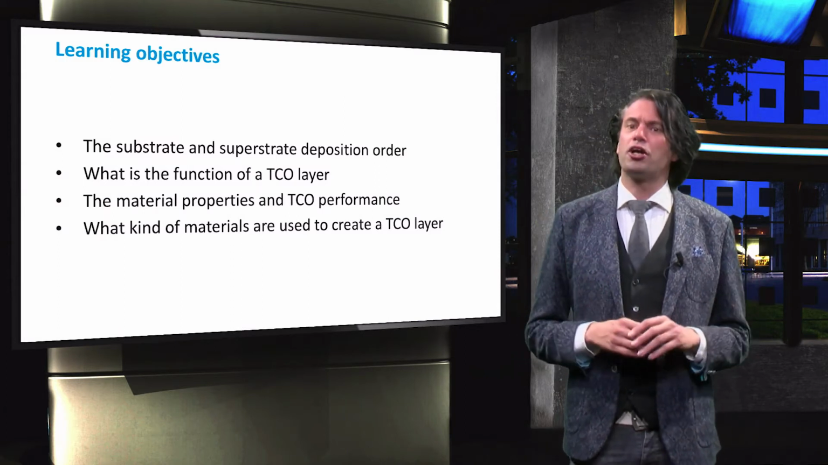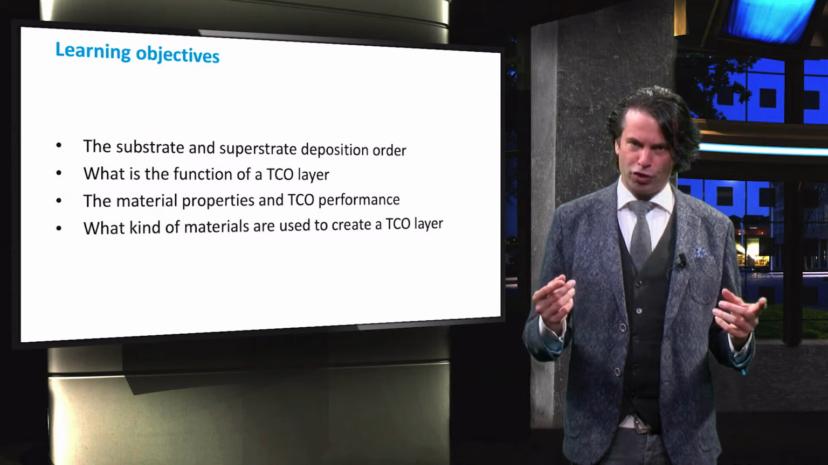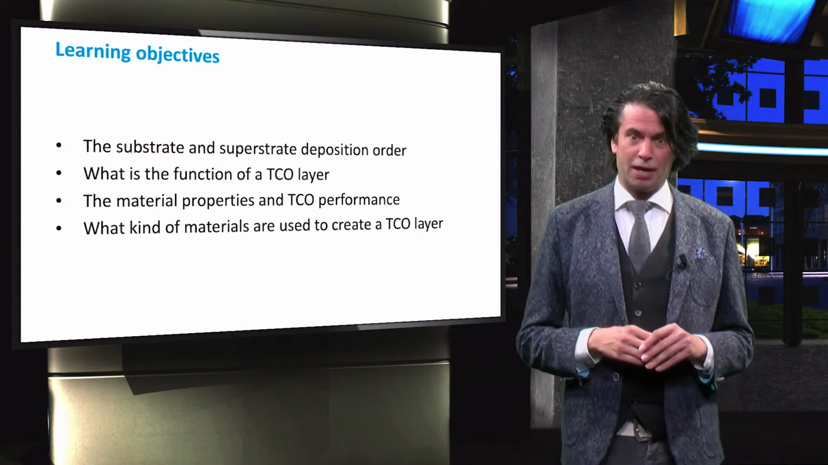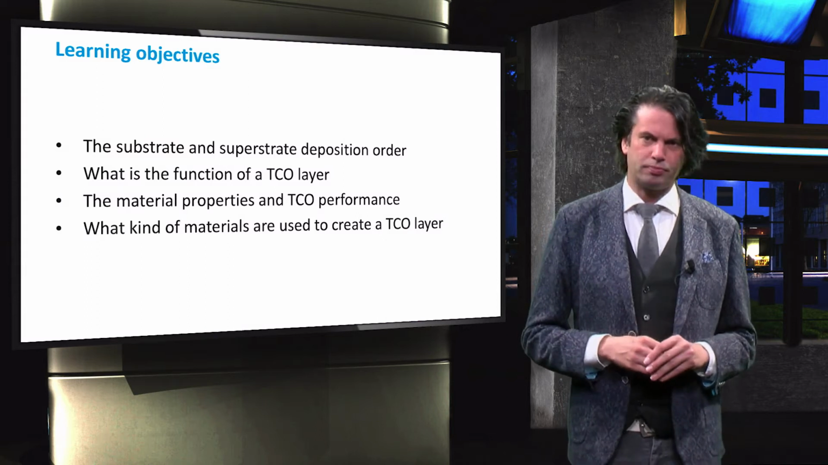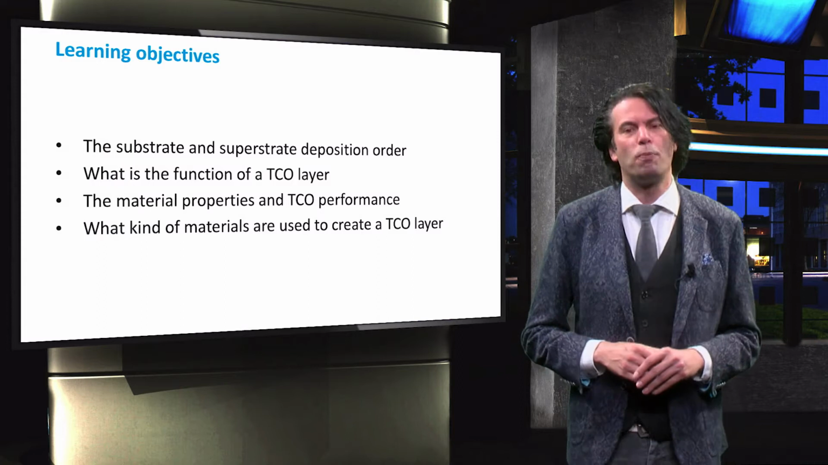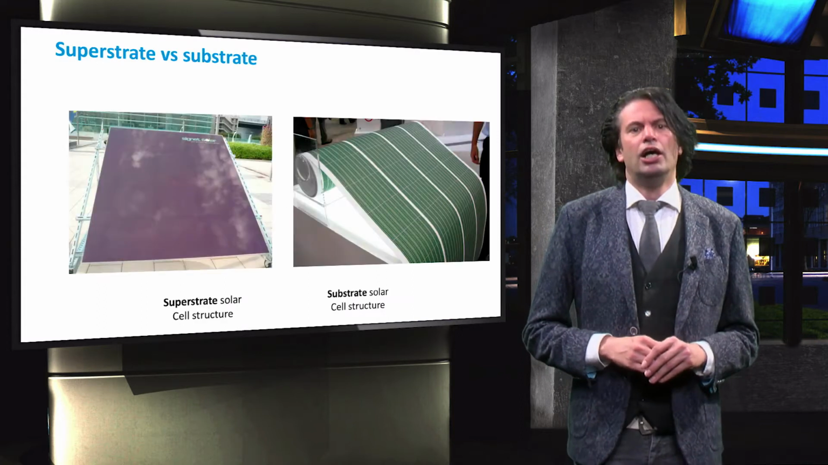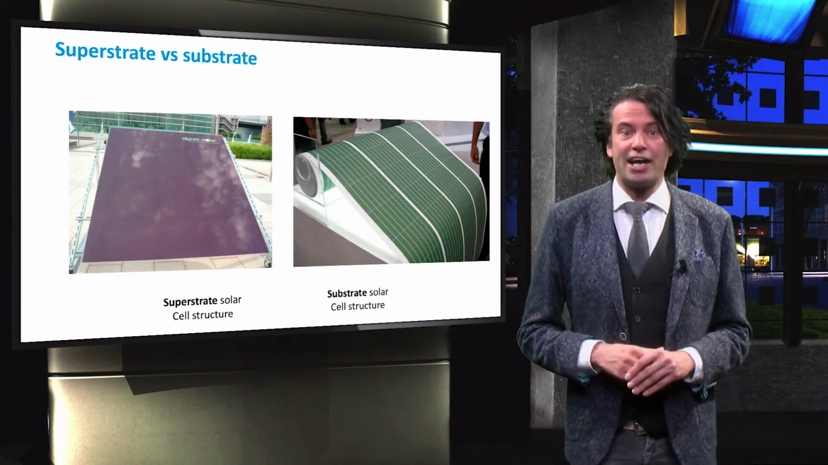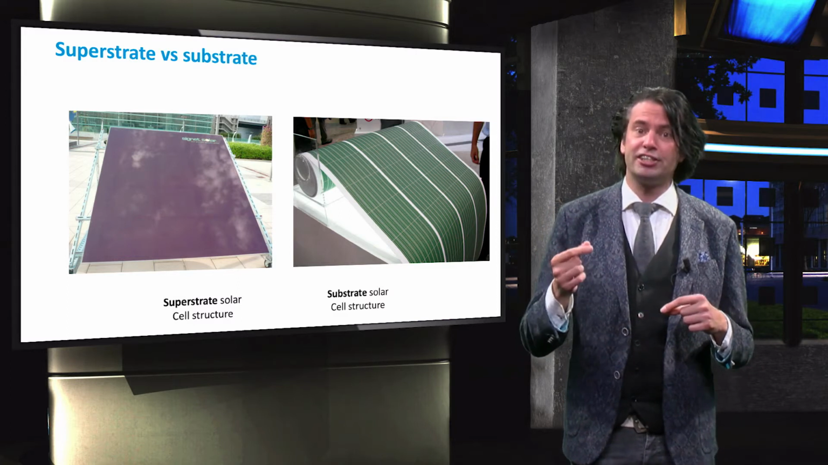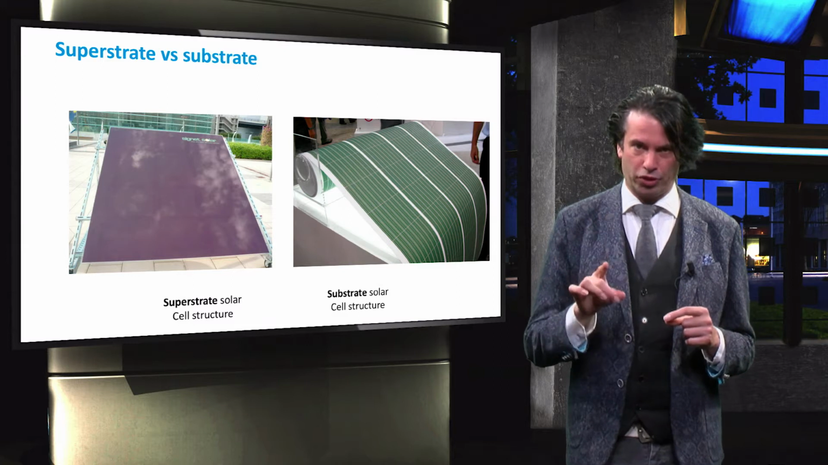The other learning objectives for these videos are the function of the TCO in a thin film solar cell and the material properties and performance of TCOs. Finally, we will consider the materials used for TCO production. We see here a superstrate and a substrate solar cell. The difference between these configurations is the deposition order.